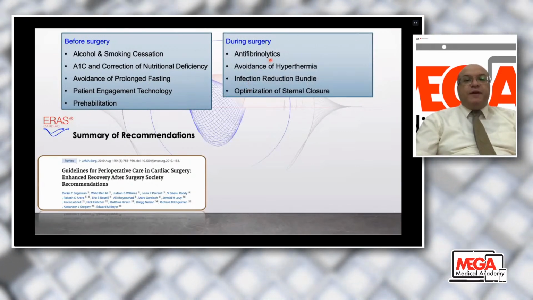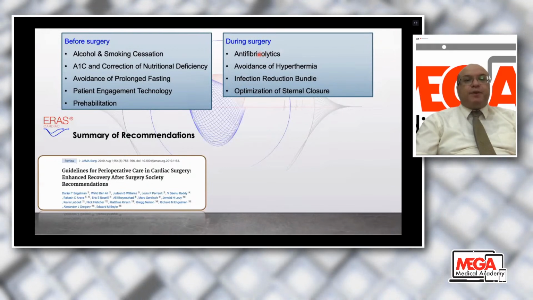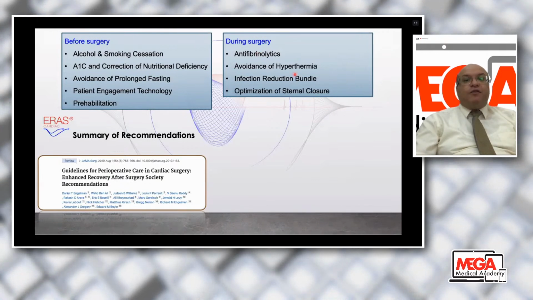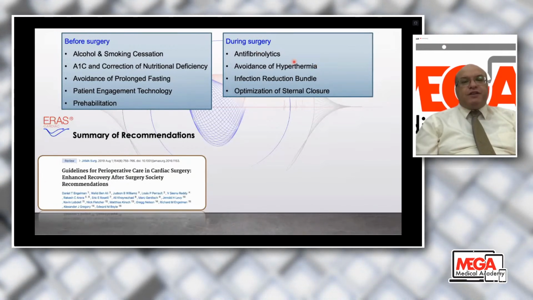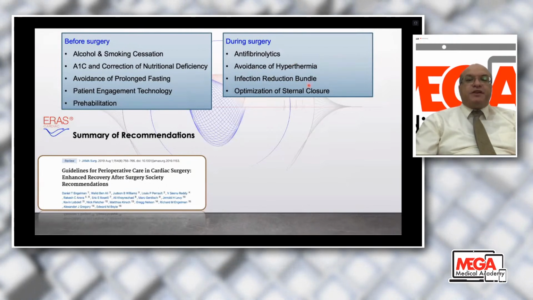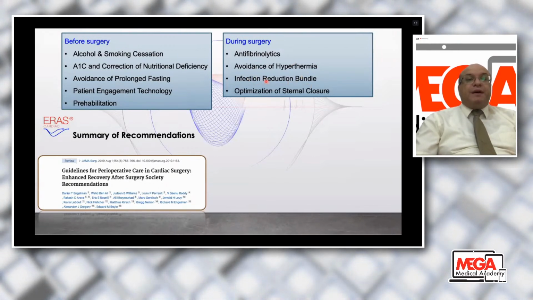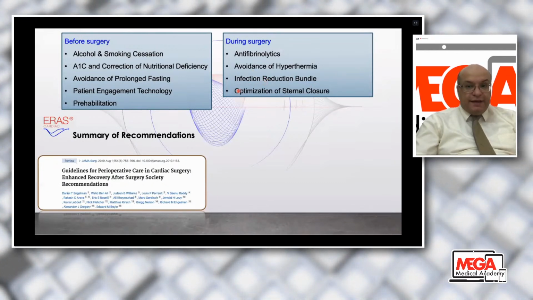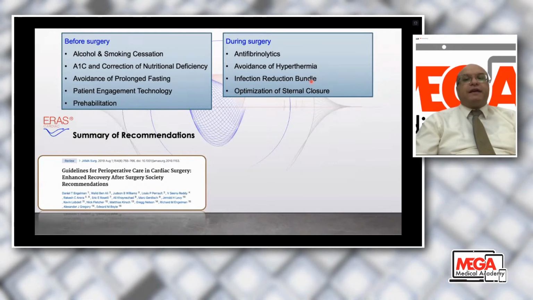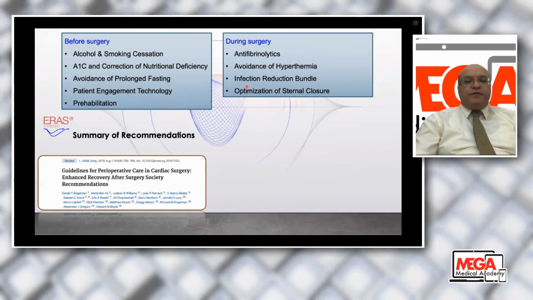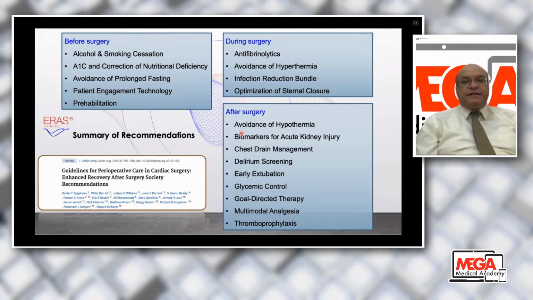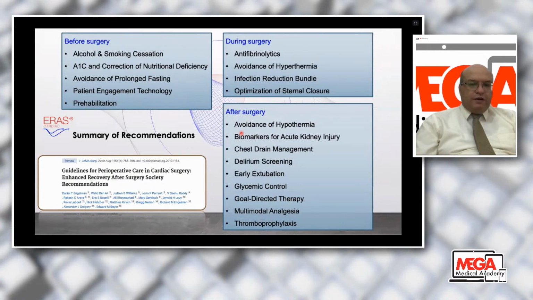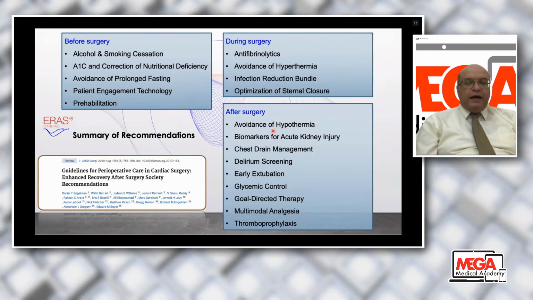For the intraoperative period, routine use of antifibrinolytics, except if contraindicated, should be encouraged. Avoidance of hyperthermia after discontinuation of cardiopulmonary bypass, and an infection reduction bundle to minimize the risk of mediastinitis, wound infection, sternal dehiscence, and need for resurgery. Optimization of sternal closure is very important. Also, after surgery, avoiding hypothermia after conclusion of surgery and transferring the patient to ICU.